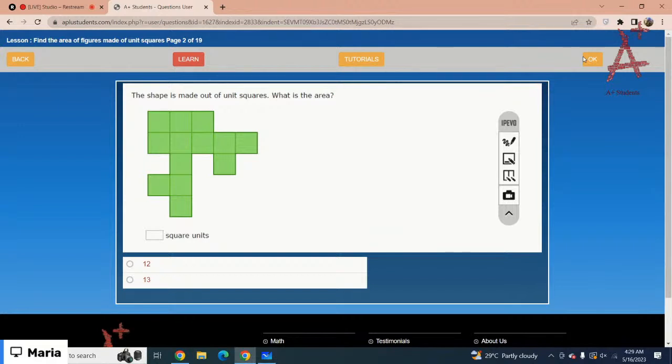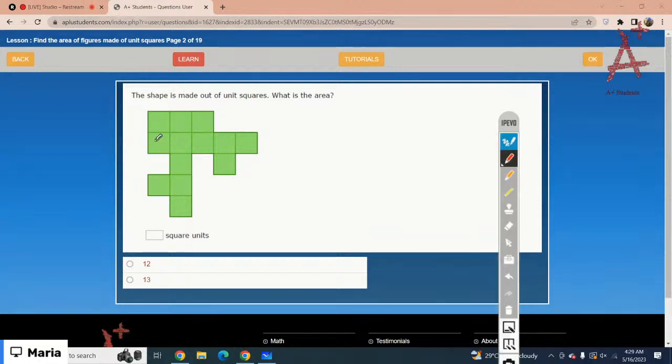Okay, this shape is made up of unit squares. What is the area? You have to calculate the area. Let me just count. 1, 2, 3, 4, 5, 6, 7, 8, 9, 10, 11, 12, 13. It would be 13. When you count, it would be 13.